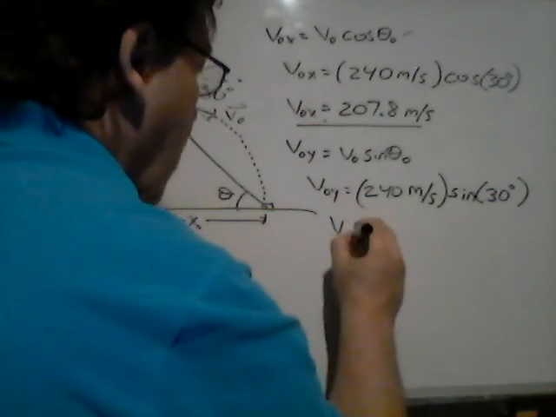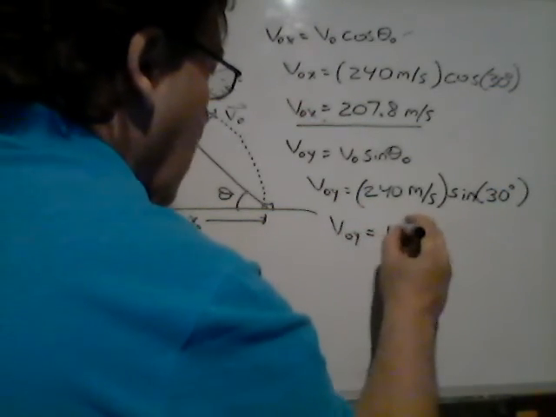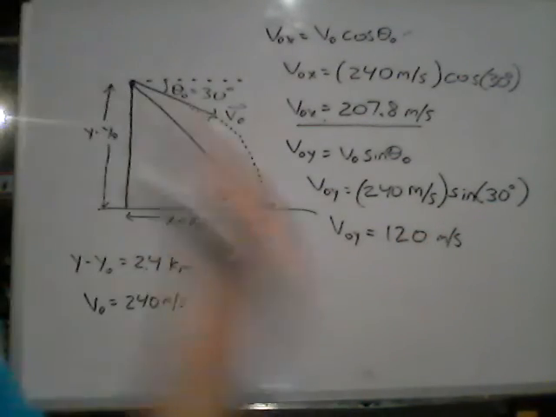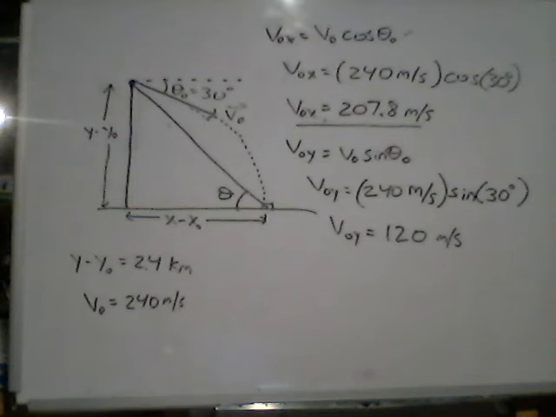So v naught sub y will be 120 meters per second. So we know the initial velocity vector of the flare. Okay, so we know the x component of the velocity is going to be constant throughout this entire problem until the trajectory strikes the ground.